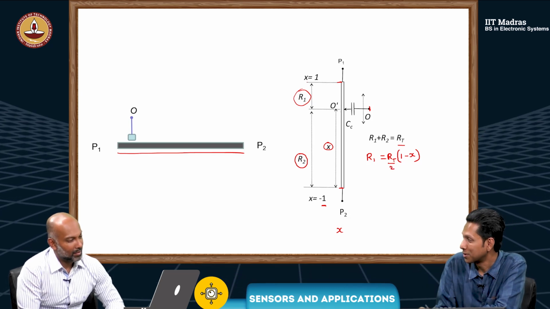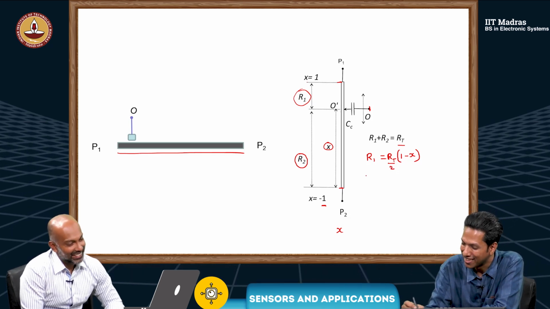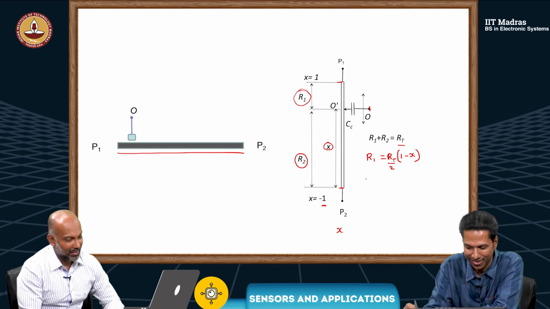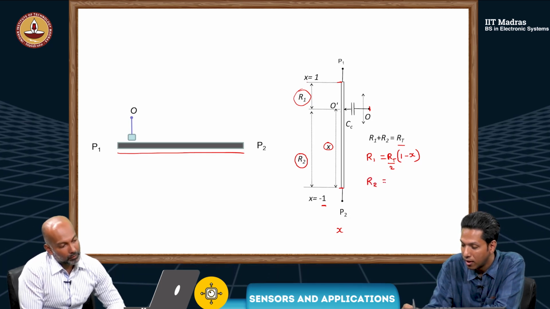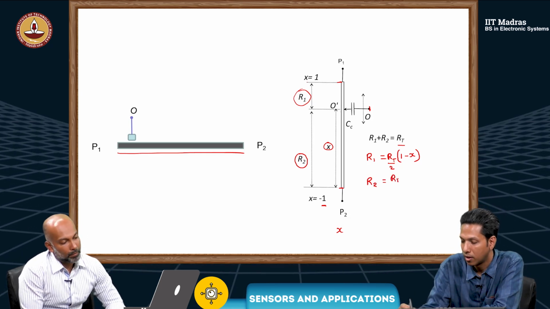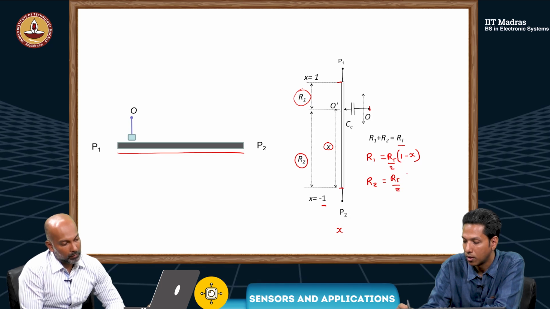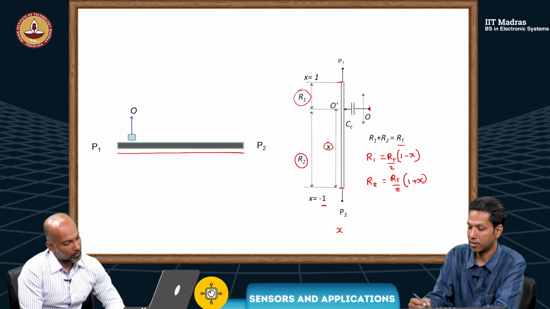So this is R1. The students can try out and find out whether it is right. They can just plug in values and see. So if R1 is this, R2 will be just the opposite of that. So this will be RT by 2 into 1 plus X, because when one increases, the other decreases. That is how it is.